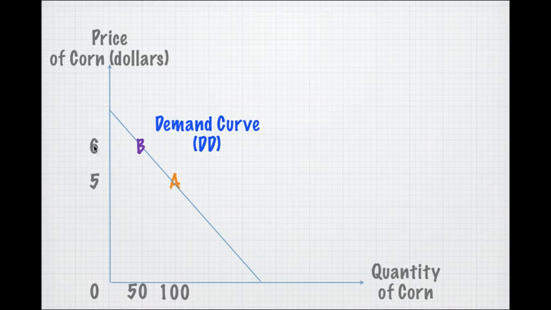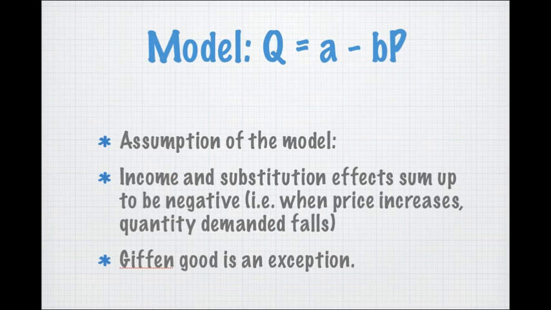Because let's say when the price increases to $6, we see that the quantity demanded for corn falls from 100 to 50. So in other words, there's a negative relationship between the price of corn and the quantity demanded for corn. As a result, we have a downward sloping demand curve if we connect these two points. Okay, so the simple model that we have here is Q, quantity demanded, equals A, a constant, minus B times P. B is a parameter, or you can just say a coefficient, that relates price to quantity demanded.